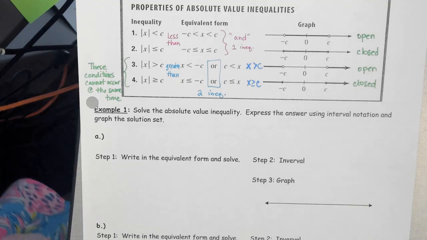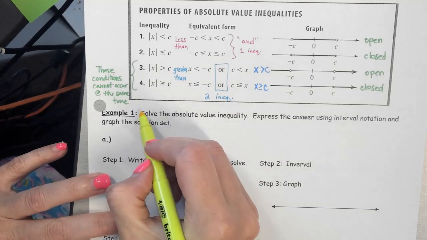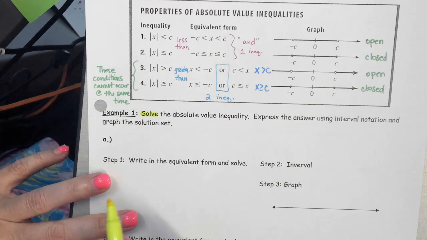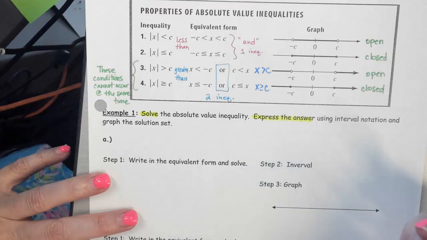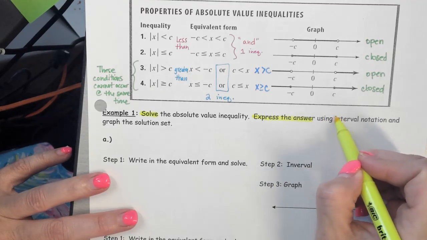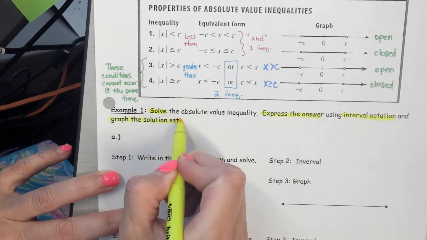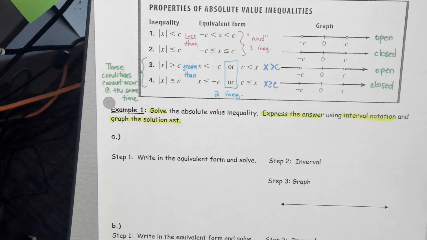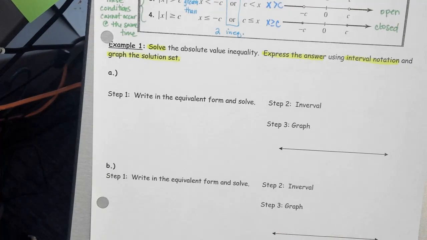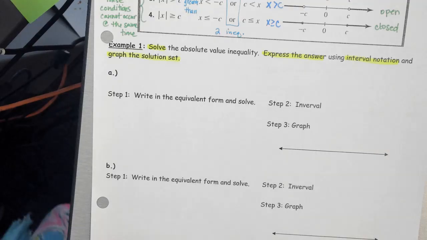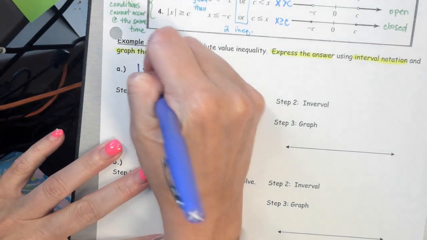Okay, so example 1, we are going to solve that absolute value inequality. And then it says that we need to express the answer using interval notation. And we're going to graph the solution set on a number line. All right, so our first inequality is the absolute value of x minus 9 is less than 8.